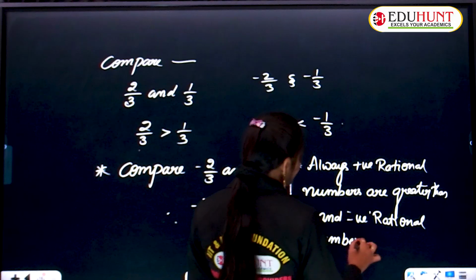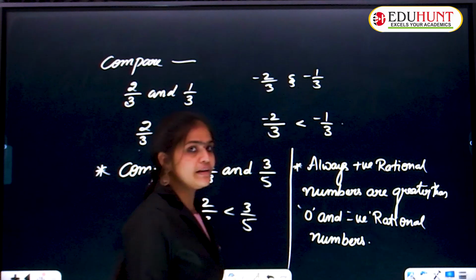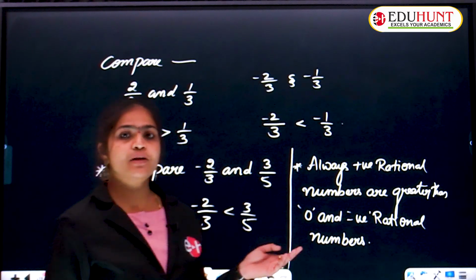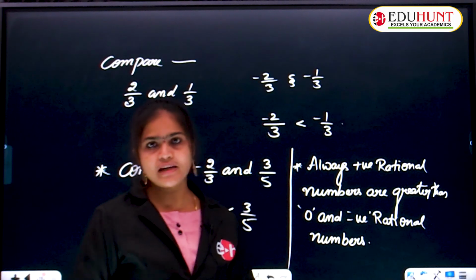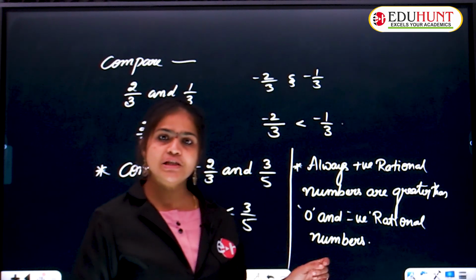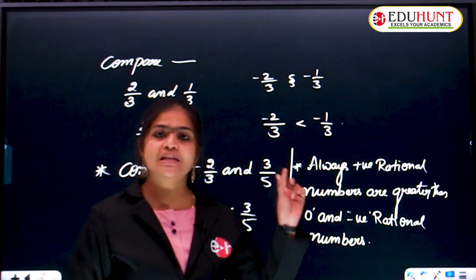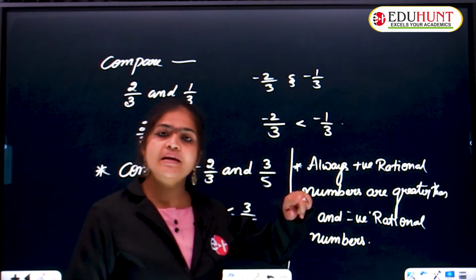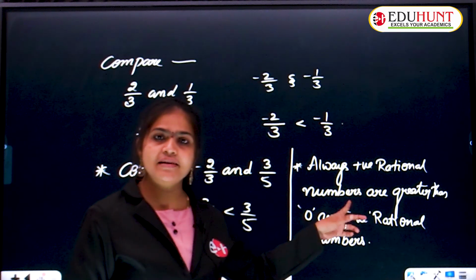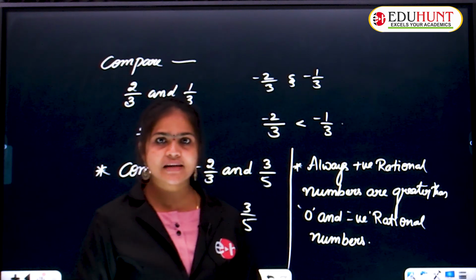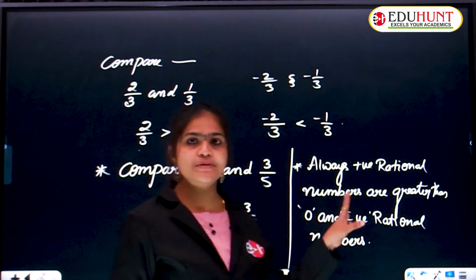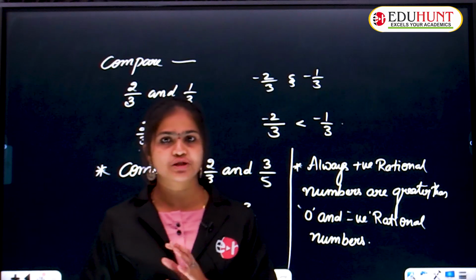And in the same way, children, in reverse order also, 0 is less than all the positive rational numbers, and negative rational numbers are always less than positive rational numbers, and in the same way negative rational numbers are less than 0. Understand? So these many conditions we can observe from comparing rational numbers.